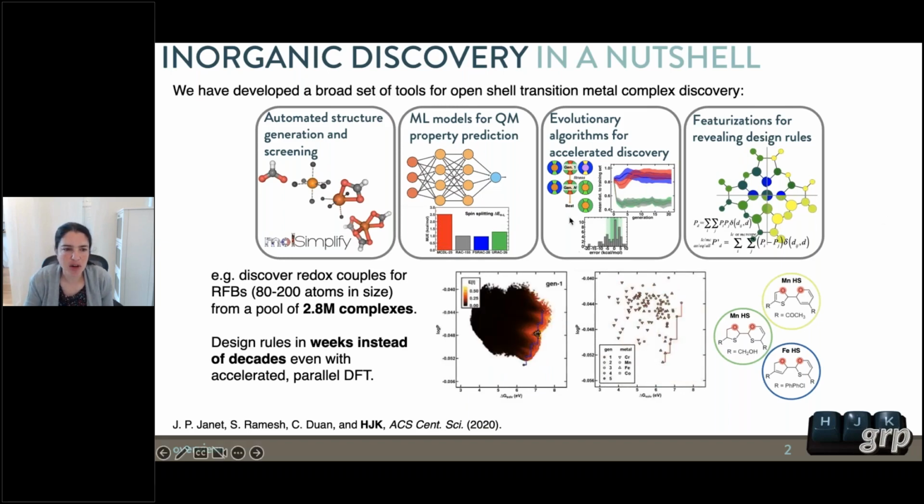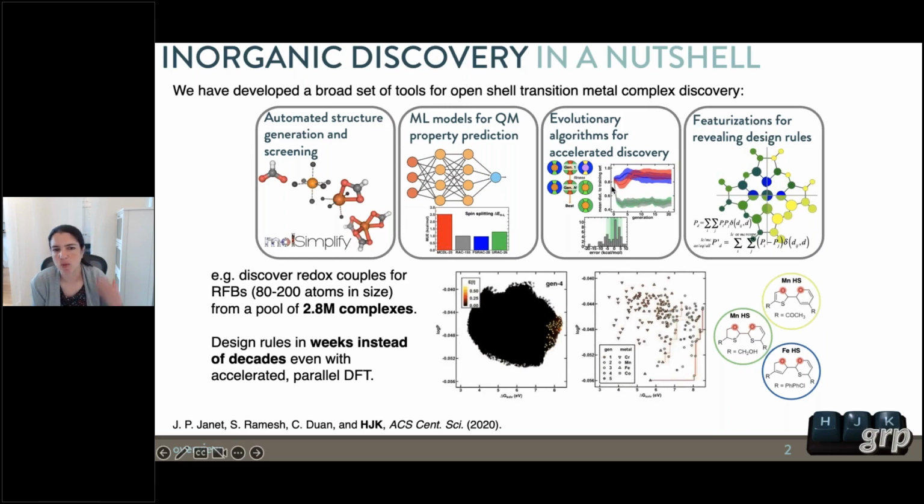And so if you're not familiar with our approach, we really work through this general way of, first, we built tools to automate the structure generation and screening of transition metal complexes. We've built machine learning models that then predict DFT quality results. We use these types of models in combination with evolutionary algorithms to go out and accelerate the discovery of new materials in large spaces of compounds.